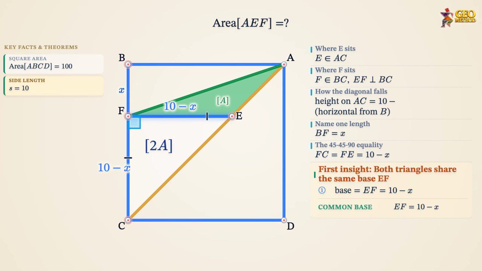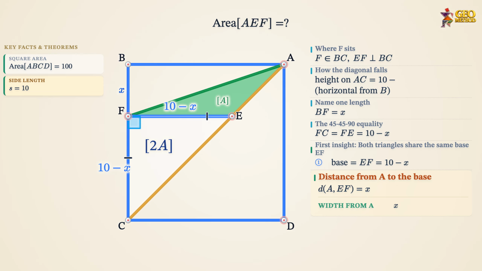Our first insight is this. Both triangles share the same base segment, EF. The apex of the green triangle is corner A, sitting on the top edge at horizontal position 0. The horizontal base segment, EF, stands at horizontal position x, so the perpendicular distance from A across to that base is exactly x.